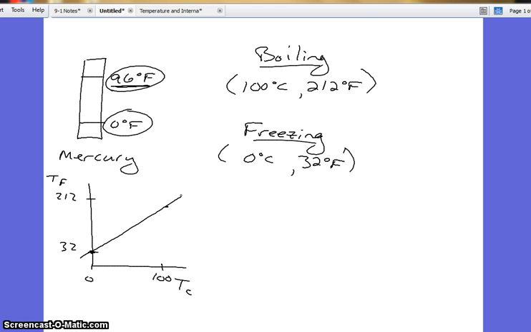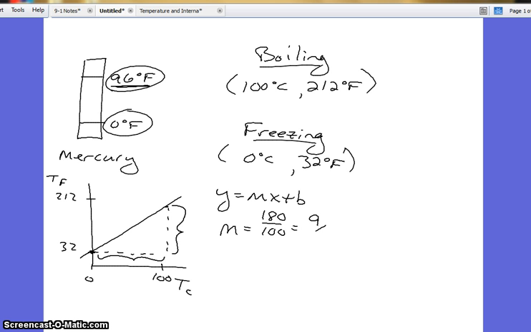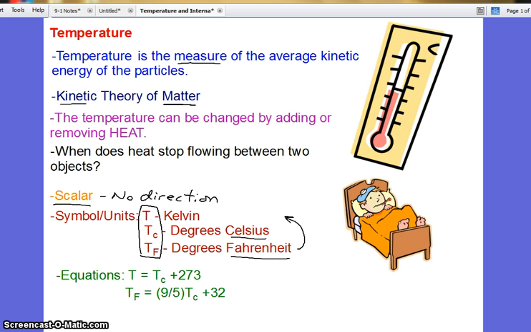And so now we need an equation for that line, y equals mx plus b. M being the slope is rise over run. So how much did it rise? Well, it rose 180. And how much did it go over, or run? It went over 100. And so this now reduces to 9/5. That's where we get that 9/5 value from. The y-intercept is simply right there, 32, where it intercepts the y-axis. So we then get our equation: the temperature in Fahrenheit is 9/5 times the temperature in Celsius plus 32.